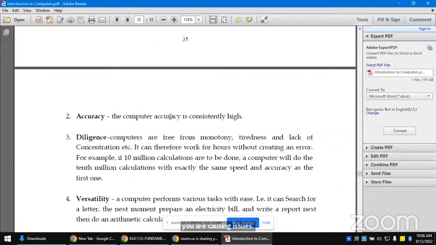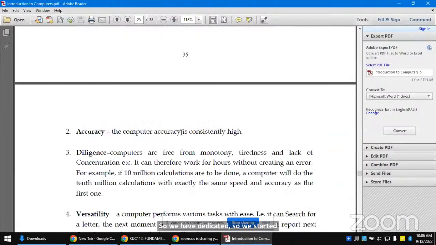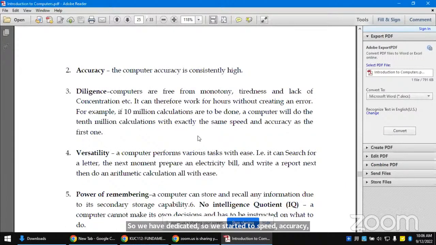So we have diligence. We have said the characteristics: we started with speed, accuracy, then diligence. Computers are free from monotony, tiredness, and lack of concentration. They can therefore work for hours without creating an error. For example, if 10 million calculations are to be done, a computer will do the 10 millionth calculation with exactly the same speed and accuracy as the first one.